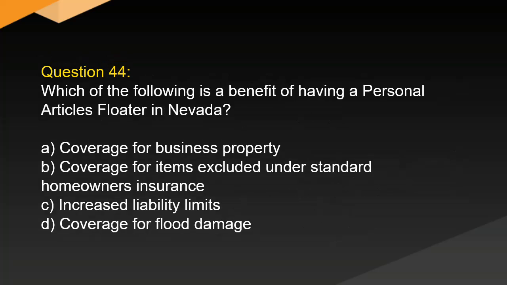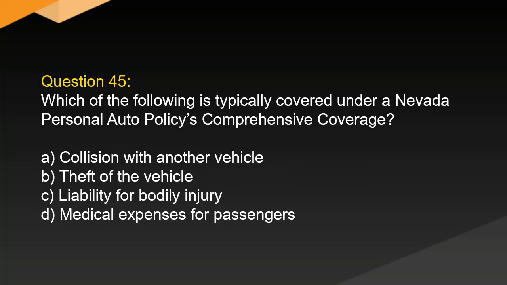Question 44. Which of the following is a benefit of having a personal articles floater in Nevada? A. Coverage for business property. B. Coverage for items excluded under standard homeowners insurance. C. Increased liability limits. D. Coverage for flood damage.